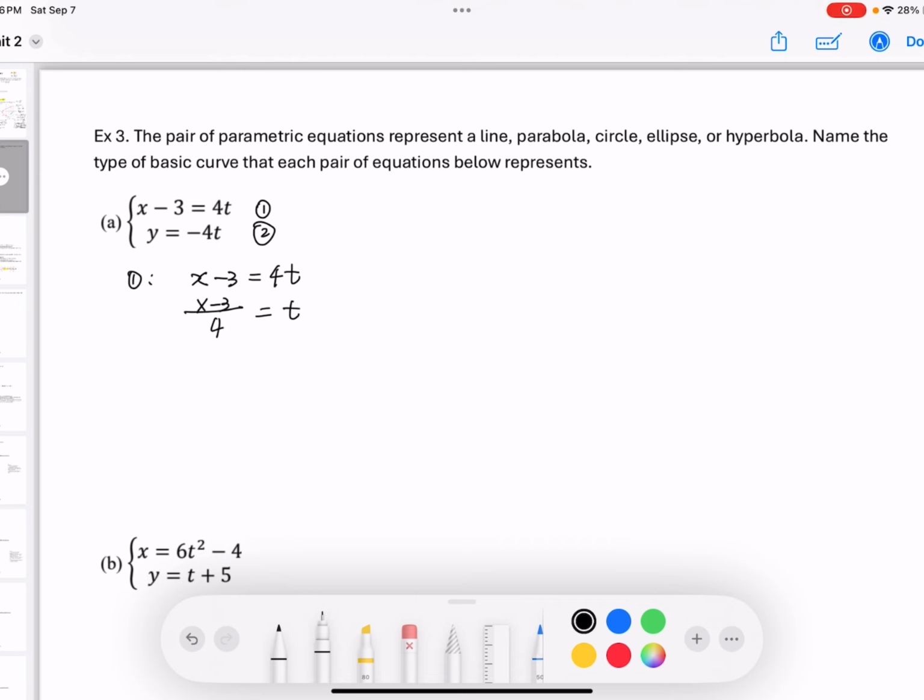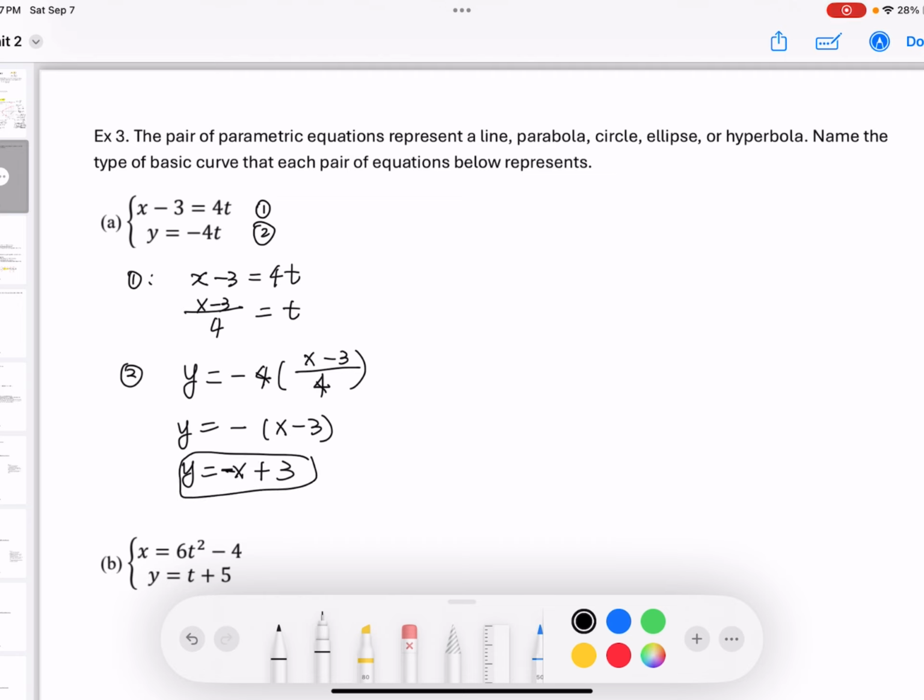Now bring t into the second equation. So y is equal to -4 multiplied by the new t, which is (x minus 3) over 4. Let's do the cancellation: the 4 cancels. y is equal to negative (x minus 3). Distribute the negative sign: negative x plus 3. This is a linear equation, so we say this is a line.